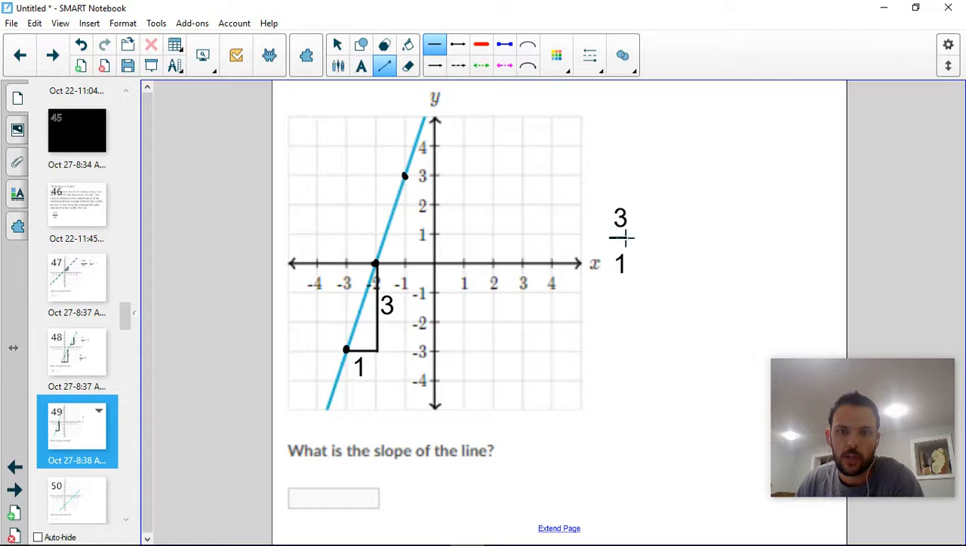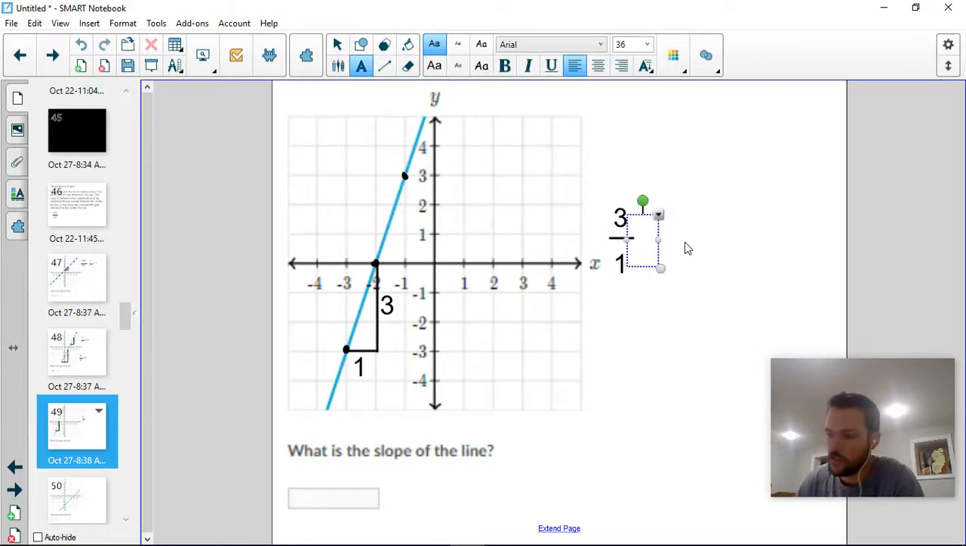A fraction, the rise over the run. So that is equal to 3. 3 over 1 is equal to 3.